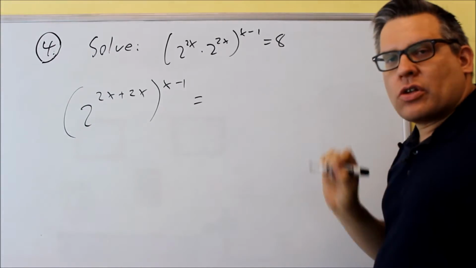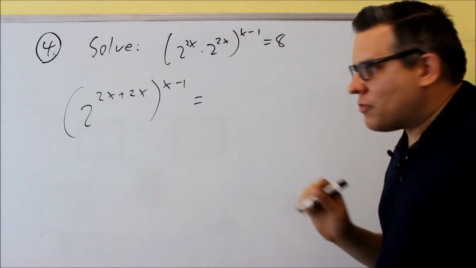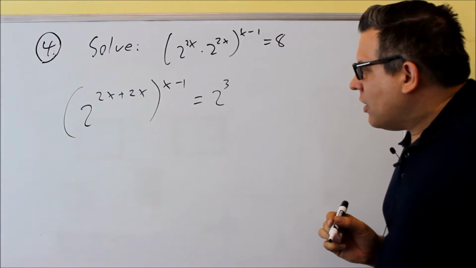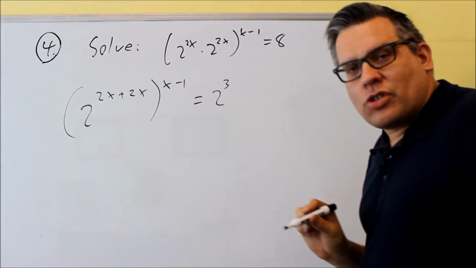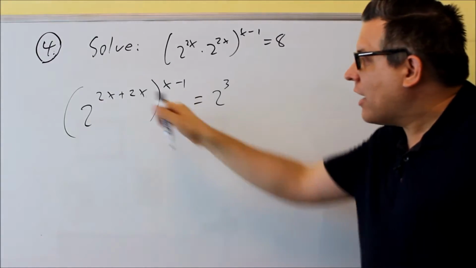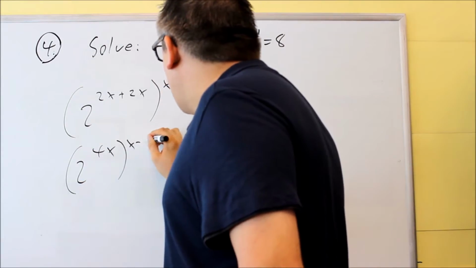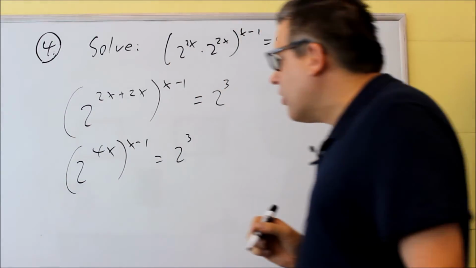What I'm also going to do at the same time is I'm going to change the 8 into something where it's a base of 2. So I'm going to change the 8 into 2 to the third power. Now inside here, again, multiplication turns into addition. Again, if this is subtraction, then I'd be subtracting these, but in this case I'm adding. That's 2 to the 4x. That's being raised to the power of x minus 1. And I have 2 to the third power.